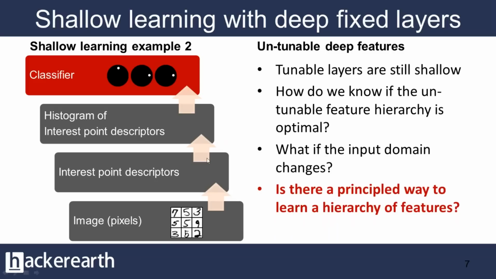Now, would this set of features still work if we were looking at a different set of images than digits? How do we know whether the features that we have extracted, which in our case is interest point descriptors or histogram of interest point descriptors, are optimal for the given data set? And what if the input data set changes? Instead of digits, it's everyday objects. Would it still be valid? So in other words, is there a principled way that we can learn a feature hierarchy instead of having a fixed feature hierarchy? So that's where deep learning comes in.